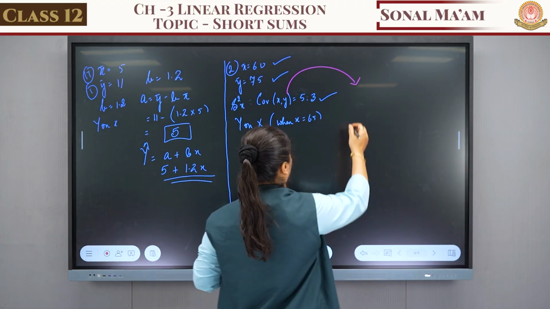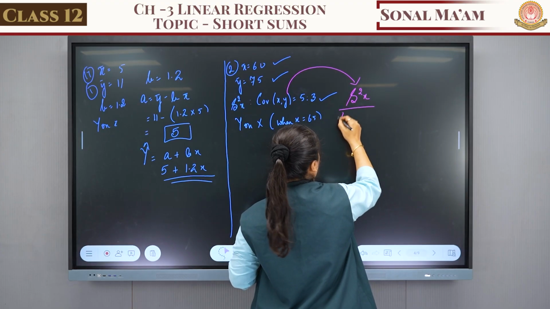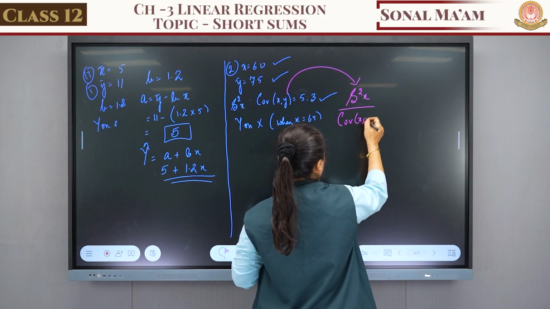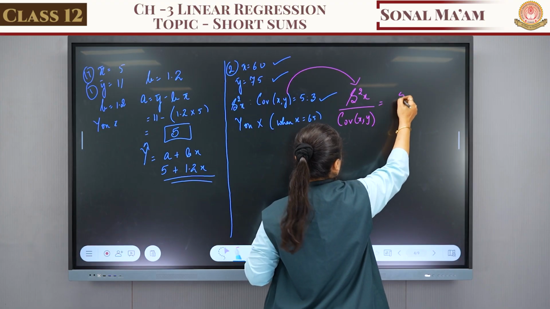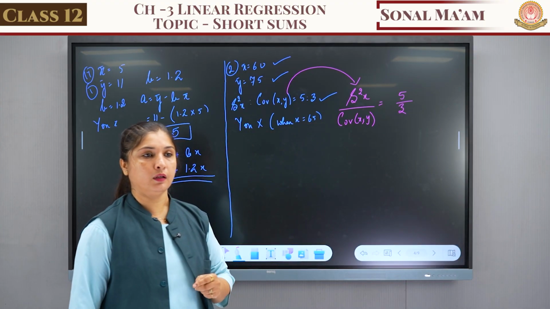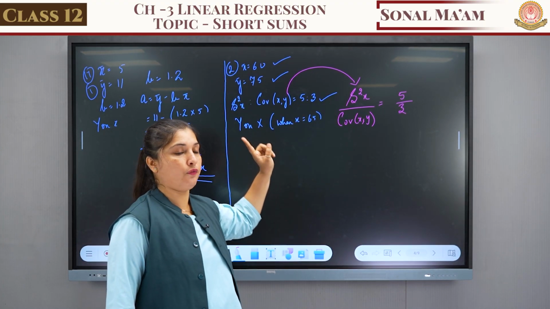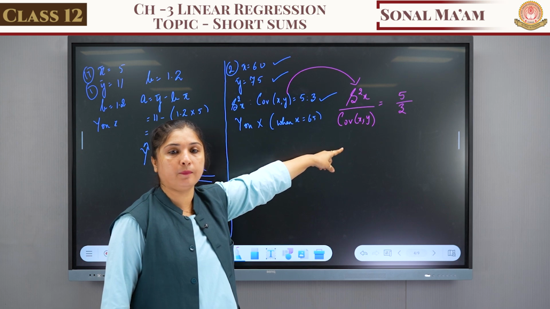If this is written to you, can you write it as s square x, which is given as 2, divided by covariance xy, that is 5 by 3? Can you write it this way? I have just changed the form. I have not changed the meaning. This can also be written this way.